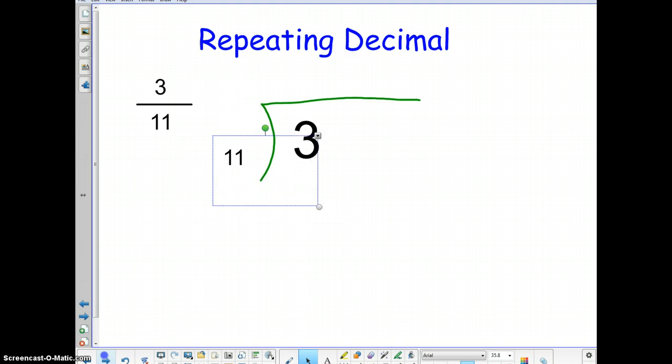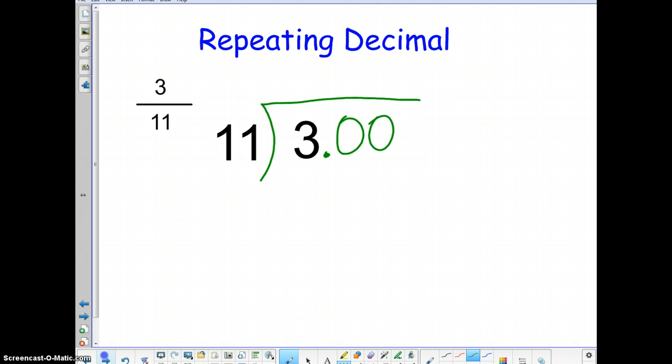11, that goes outside the house. Then what we need to do is draw our decimal. Put 0, 0. Bring up the decimal. Okay, so now we're all set up. We haven't really done much math. We just have to know that the 3 goes inside, and we're just kind of setting it up. Now this is where the arithmetic falls into play.